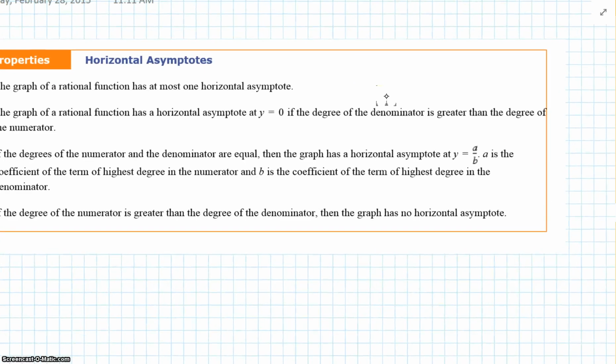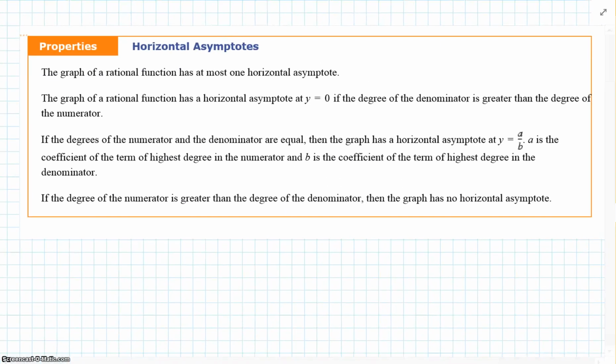So here's something I could have showed you before and saved you a little bit of time. The graph of a rational function has at most, if it has any, one horizontal asymptote. The graph of a rational function has a horizontal asymptote of y equals 0 if the degree of the denominator is greater than the degree of the numerator. That means if I have an x squared on bottom and anything less than that up top, the horizontal asymptote, if it exists, is y equals 0.